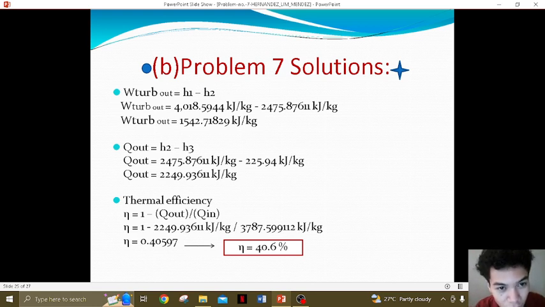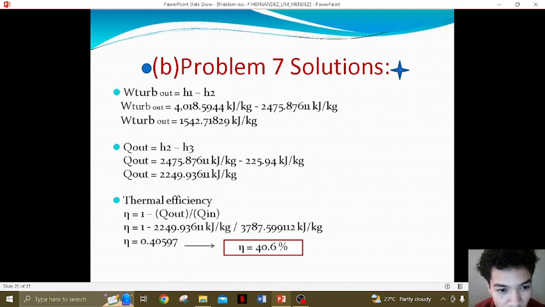So here you have already the turbine out, H1 minus H2. So the work turbine out is equal to 4018.5944 kJ/kg minus 2475.87611 kJ/kg. So the work turbine out is equal to 1542.7141829 kJ/kg. That's your work turbine out.